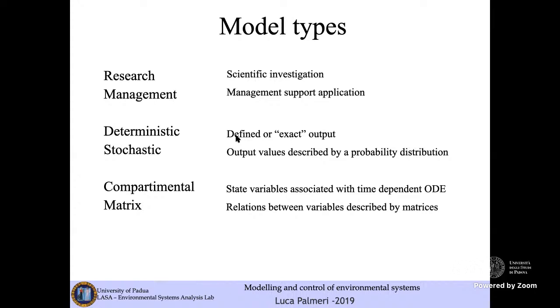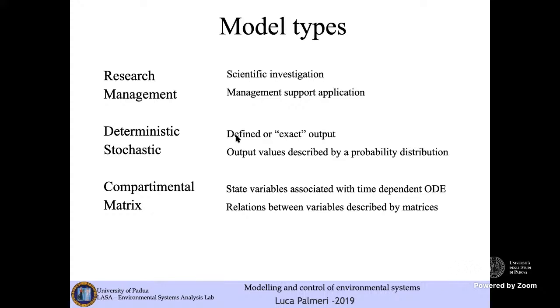During this lecture, we have introduced several different model types. Model types may be classified in terms of, for example, the objective of the model. Research and management models are two different model types. Research models are used for scientific investigation, while, for example, management models are used for building support applications or management tools.